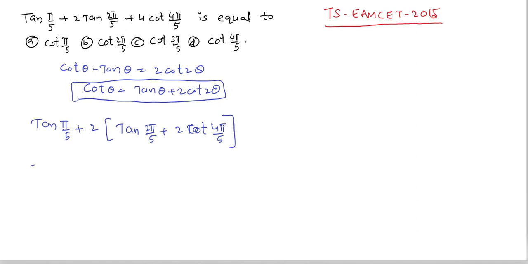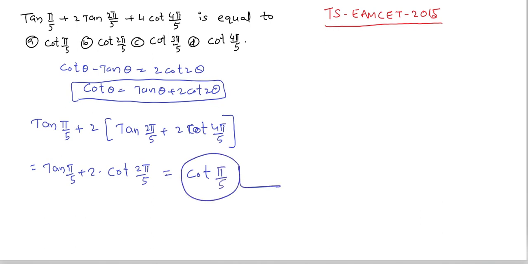So applying this formula, that is tan pi by 5 plus 2 into, that is cot theta, that is cot 2 pi by 5, that is equal to, again tan theta plus 2 cot 2 theta is equal to cot theta, that is cot pi by 5. That is the answer. Here the first option is the correct answer.